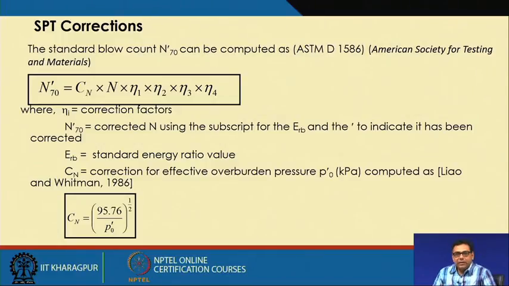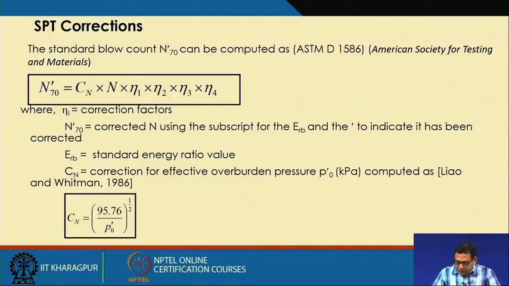So, the previous corrections are as per the IS, Indian Standard code. You have to apply two corrections: one is the overburden pressure correction, another is the dilatancy correction. But as per the ASTM, American Society for Testing and Materials, they suggest more corrections. Basically, we have to apply 5 corrections instead of 2 corrections.